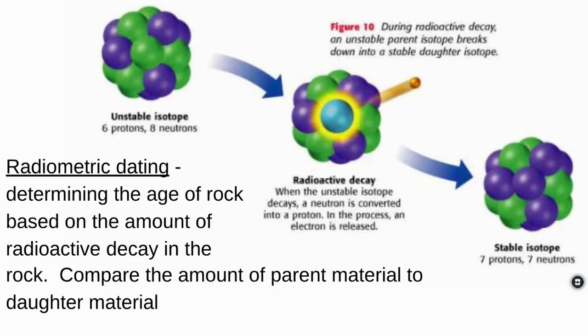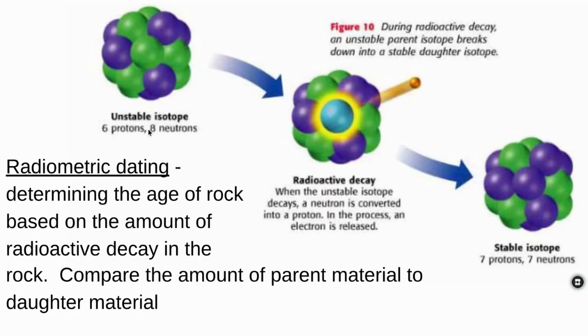Period. Let's go to, I believe, our final definition of the unit, which is radiometric dating. We're going to determine the age of rock based on the amount of radioactive decay in the rock, and we're going to compare the amount of parent material to daughter material. I'm not going to lie, this is one of the most difficult concepts to understand in the entire unit. I'm going to try my best to explain it to you.